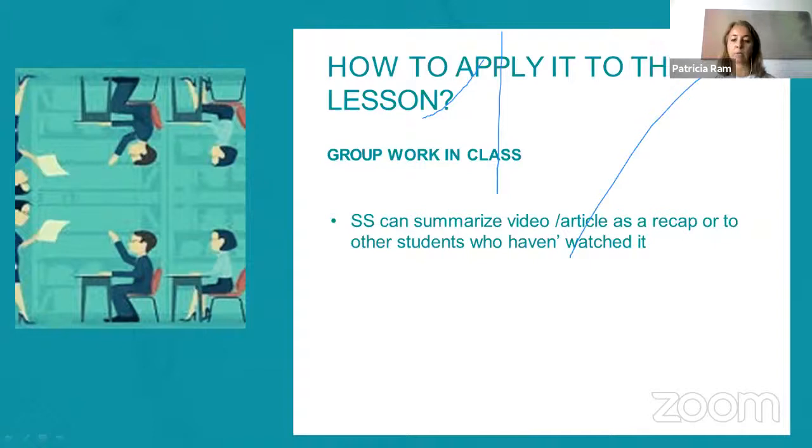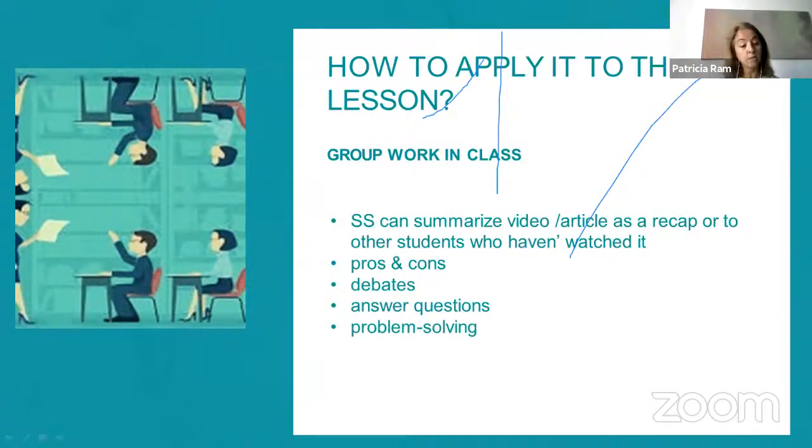What can you do in the classroom? Okay, so you tell the people that watched the video, for example, or read the article, to tell it to the other person who has not, okay? Then students can work on pros and cons, for example, a group work activity, so it's a collaborative activity. You can do debates, advantages and disadvantages. Students can answer questions. Students can solve a problem, maybe a real problem that is happening at school or in their community, in their area.